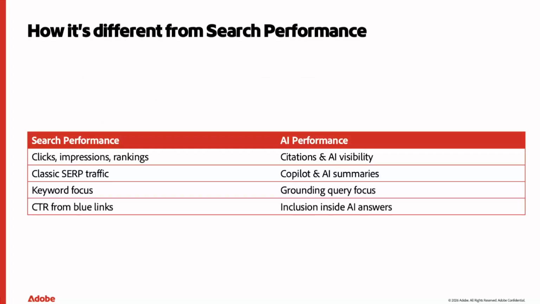And so how is it different from the search performance reports, right? With search performance, we're looking at clicks, impressions, and ranks. With this new AI Performance Report, we're looking at citations, and we're looking at the average cited pages, right? And AI visibility here. Classically, we would look at the SERP, and now we're only looking at the Copilot and AI summaries within Bing, right? So this is the scope of this.